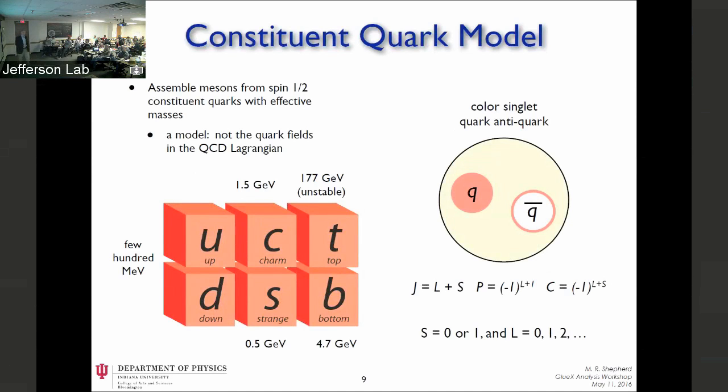constituent quark model. This may have been the root of what eventually turned into QCD. And that was this idea that you could put mesons together from spin 1/2 quarks. So you had these quarks of different flavors, and they had constituent quark masses, and you would put them together in various combinations, and you could build the entire spectrum of mesons.